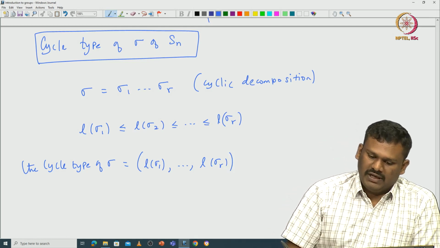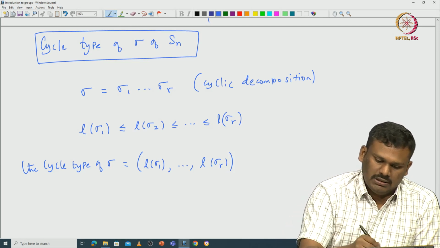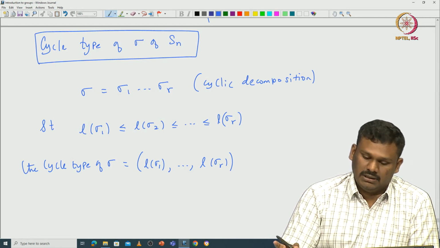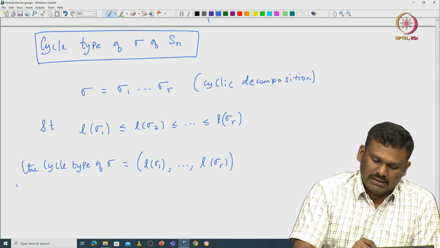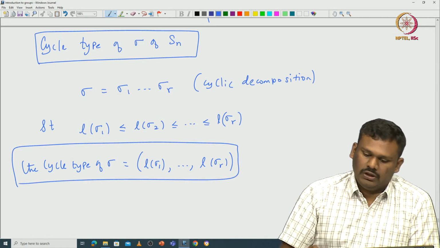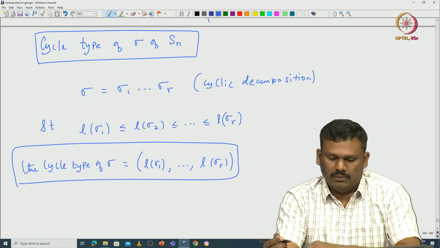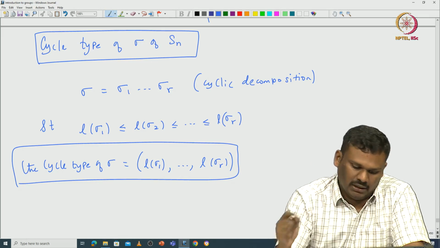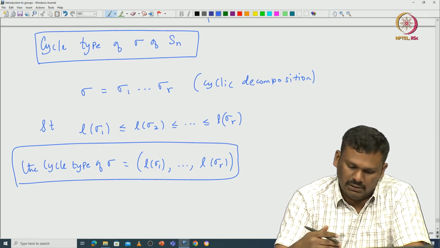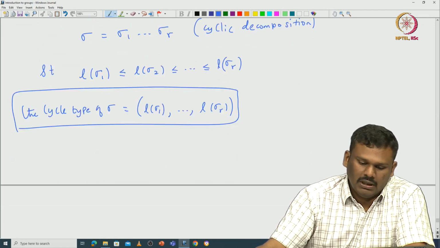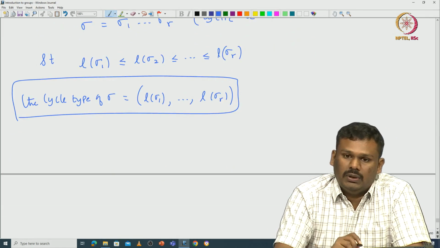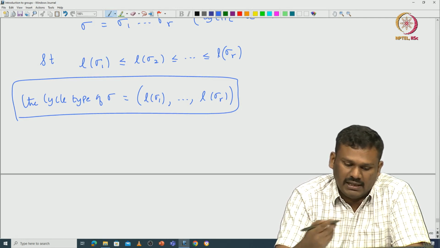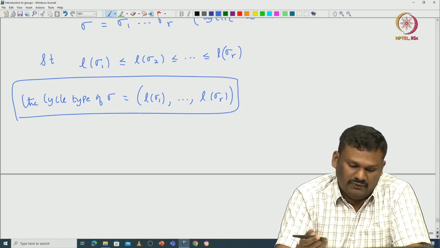So, you fix this cyclic decomposition such that the length of each cycle increases, then the cycle type of sigma is defined to be this length of sigma 1 etc. So, note that this is uniquely assigned data to a given sigma. That means it is well defined. Now, you call two elements of Sn having the same cycle type if the cycle type of sigma is the same as the cycle type of tau.